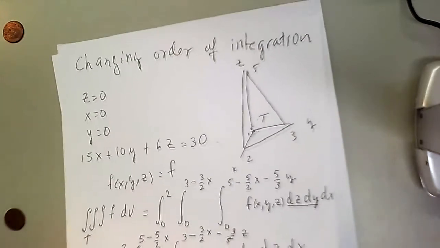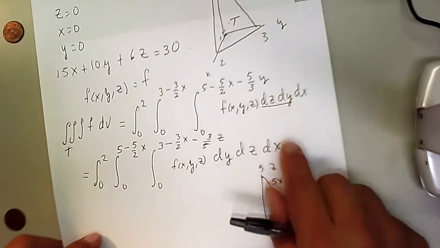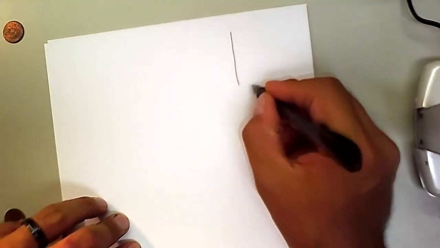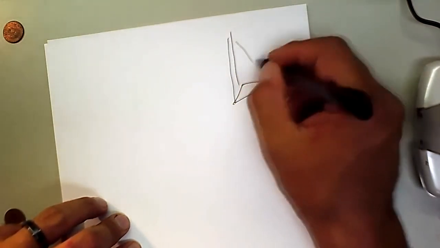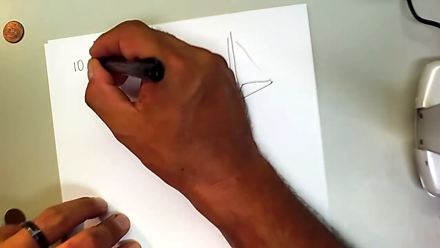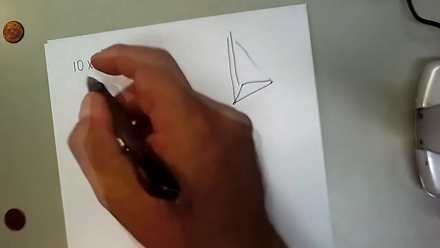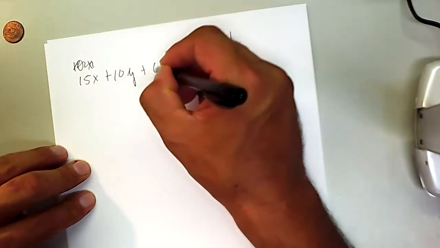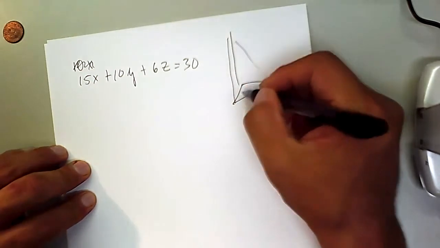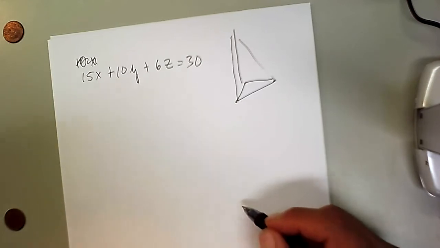Okay, let's do this at least one more time. So we have the same tetrahedron. The equation of the plane is 15x plus 10y plus 6z equals 30. That's the plane. And you know the equations of the other planes. They are x equal to 0, y equal to 0, z equal to 0.